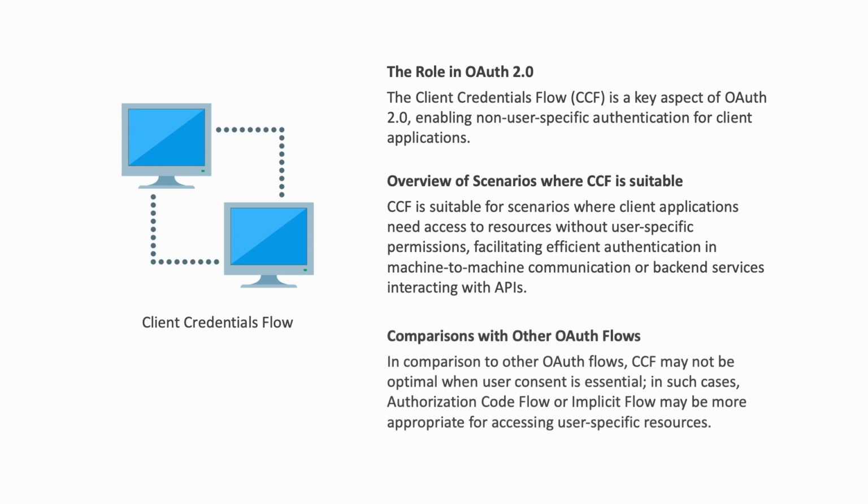While powerful in specific contexts, client credential flow may not be the optimal choice when user involvement is crucial for authorization. If your application requires access to resources tied to an individual user account, or if user consent is a regulatory requirement, other OAuth flows like authorization code flow or implicit flow might be more suitable.